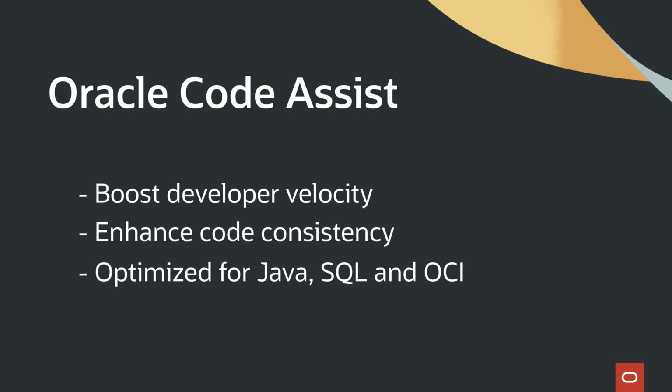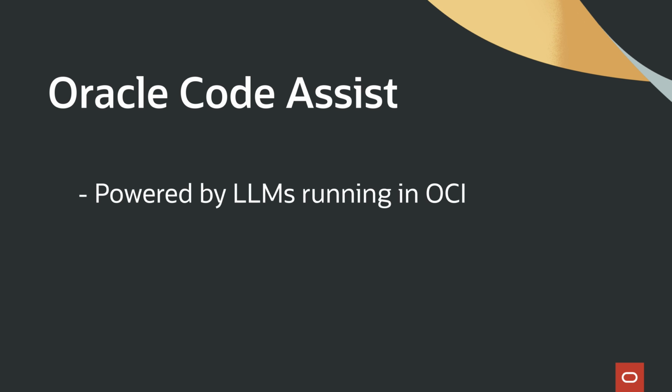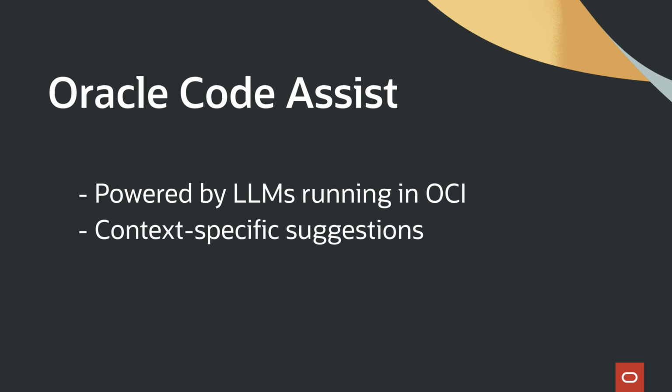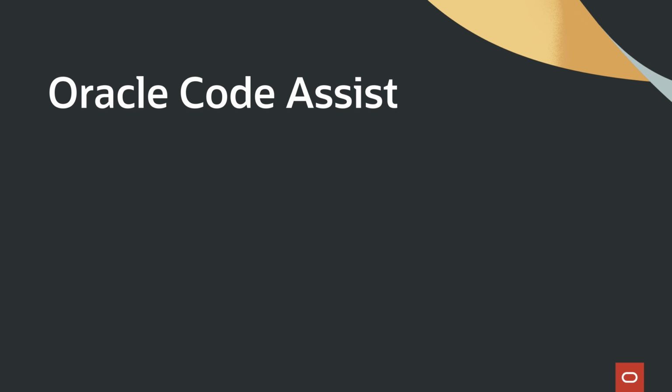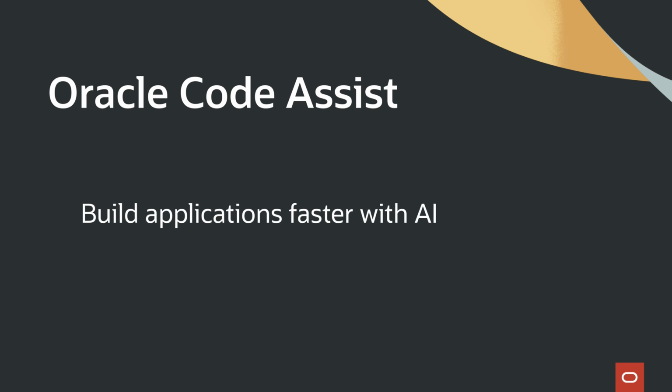Oracle Code Assist is an AI code companion to boost developer velocity and enhance code consistency, and it is optimized for Java, SQL, and Oracle Cloud Infrastructure. Powered by a large language model running on OCI, Oracle Code Assist provides developers with context-specific suggestions which can be tailored to an organization's best practices and code base. Oracle Code Assist helps you build applications faster with AI.